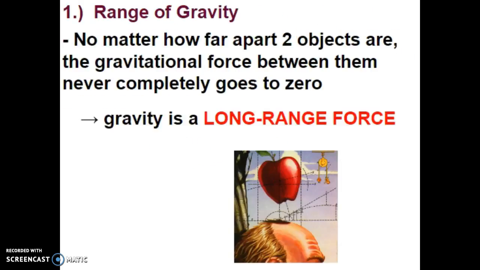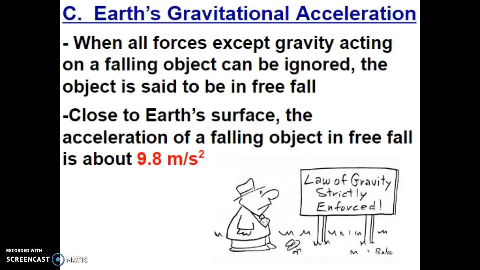Again, gravity is everywhere in the universe. It is a universal force, no matter how far apart two objects are. The gravitational force between them never completely goes to zero. So it is a very long-range force. You have gravitational attraction to the planet Saturn. It's just not as much because you're not very close. However, there's still attraction there.